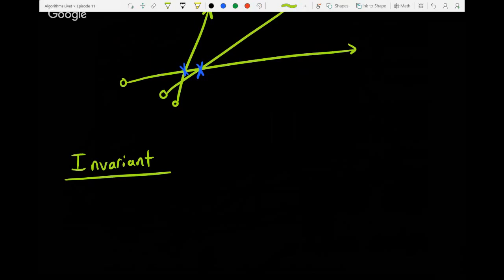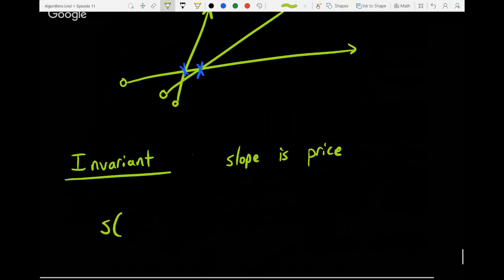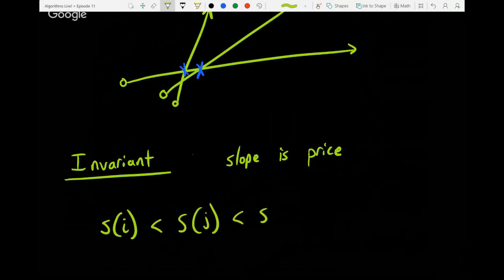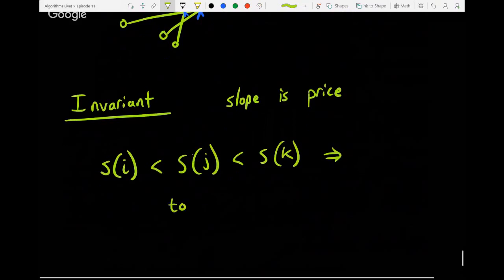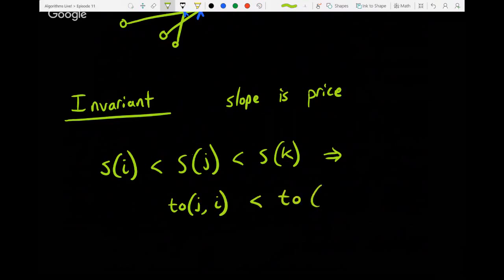And in this case, the slope of our line is the price, basically the amount of money that the machine is making for us on a given day. And so the invariant is, I'm going to take the slope of the first one. If the slope of the first one is less than the slope of the second one, is less than the slope of the third one, then the thing I'd like to ensure, if that holds, is the time that j gets overtaken by i is strictly less than the time that k gets overtaken by i. And the reason for that is I'll just have to look at the bottom of my data structure. As soon as something overtakes something else, I just take that best minimum at that time and use it for my optimal answer.